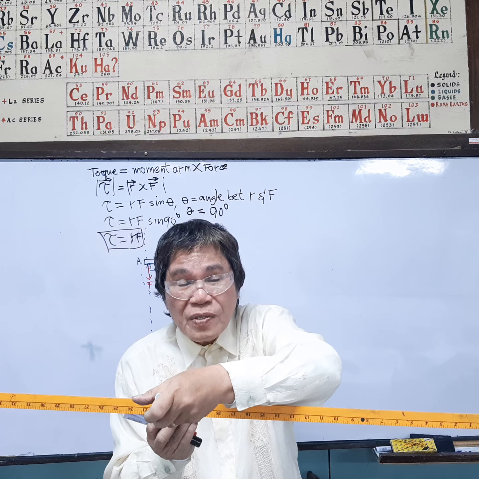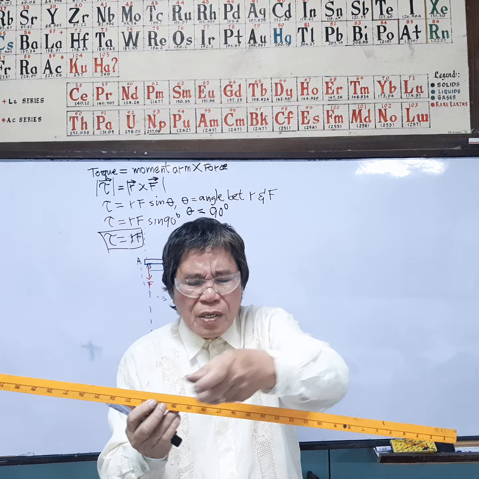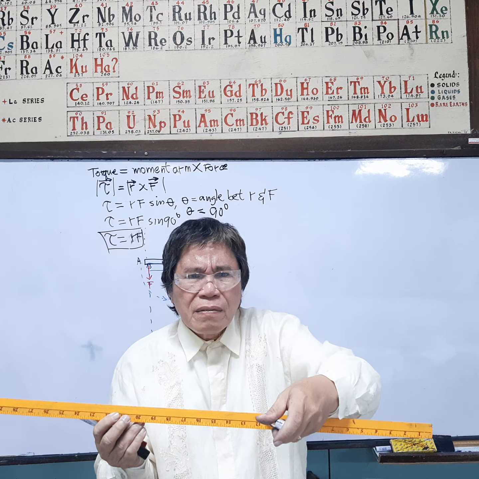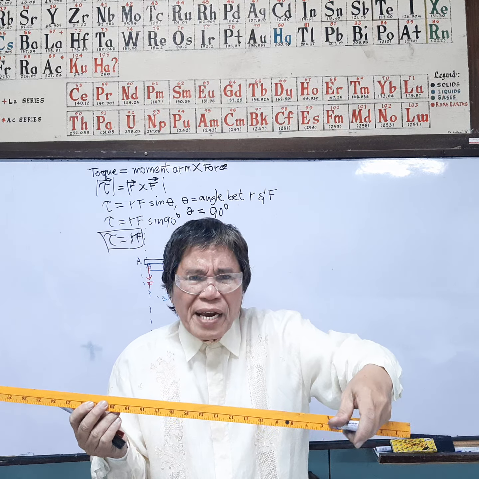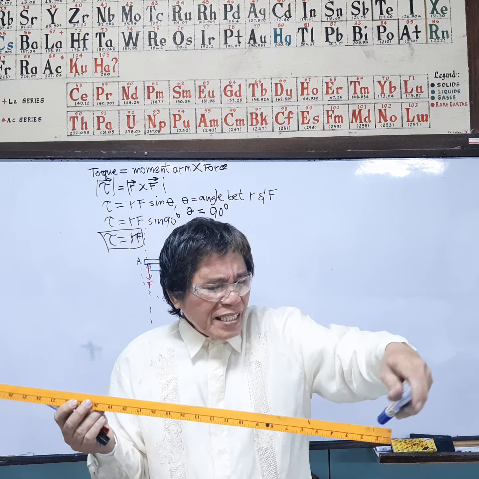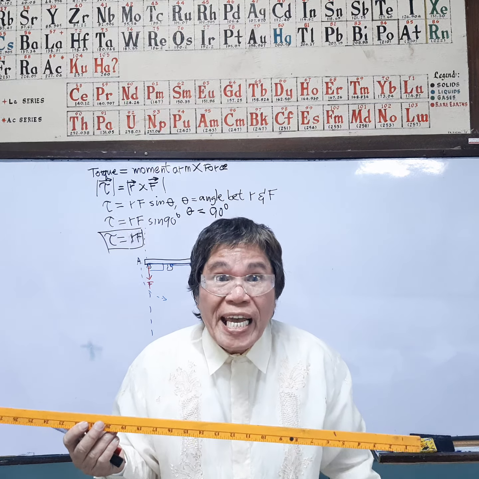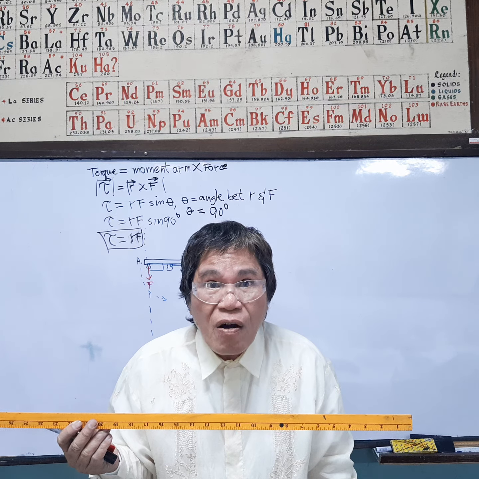Doorknob here. You pull. Difficult. Closer, harder to open. Closer, even harder, at the hands. You cannot open anymore because torque there is zero. Torque is zero.